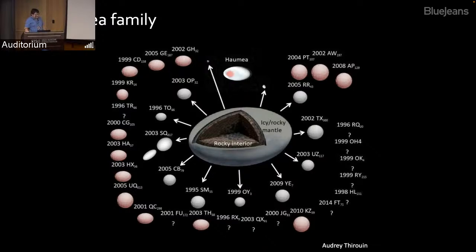So following this, as part of the GTO program, 4 objects from each of those classes were observed in low resolution mode. Haumea itself will be observed in the upcoming months. So stay tuned for that.